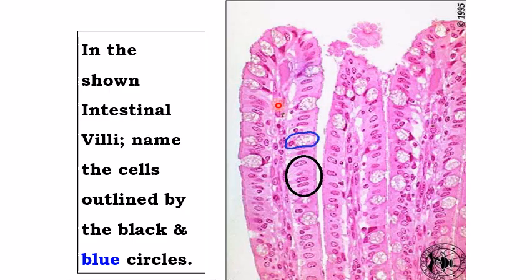Here, dear students, are the villi, finger-like projections, intestinal villi, lined by two types of cells. The black circle is the enterocyte, which is columnar with microvilli, while the blue circle is the goblet cell. Why are they villi? Finger-like projections with spaces between them, and connective tissue corium at the core of the villi.